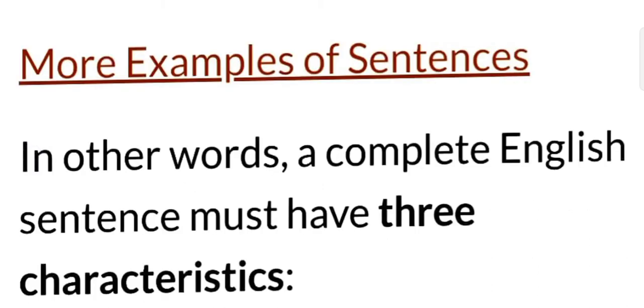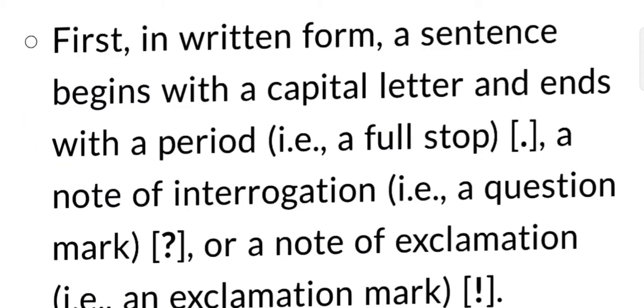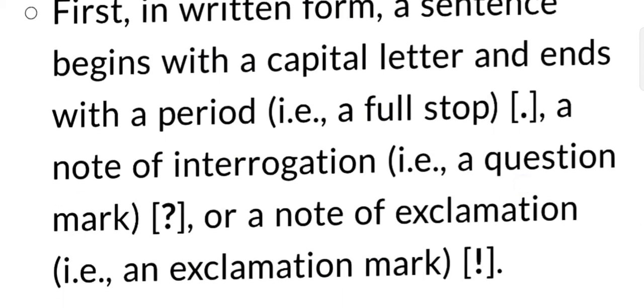More examples of sentences. In other words, a complete English sentence must have three characteristics, and these characteristics are: firstly, in written form, a sentence begins with a capital letter and ends with a period, for example, a full stop, a note of interrogation, a question mark, or a note of exclamation, an exclamation mark.